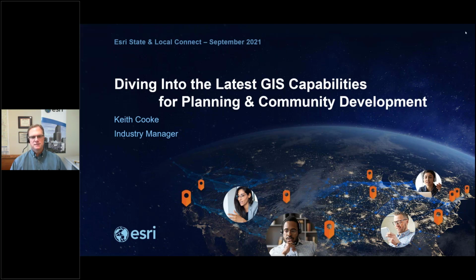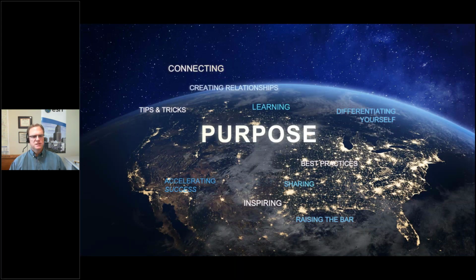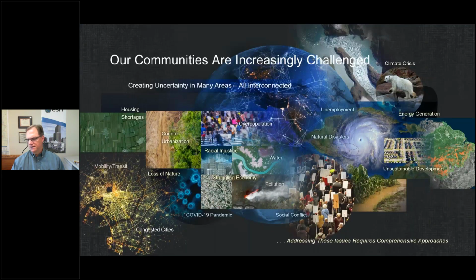And we're going to hit at a high level several topics, and again, focusing on planning and community development. So just to recap what Shannon was talking about, the purpose of these is really part of our overall community building within Esri, and this is really important to us. We want to make sure that we're providing you with some of the latest information about trends that we're seeing, and then also solutions that can address those trends. And so we're going to be dealing with those today in the planning and community development field.